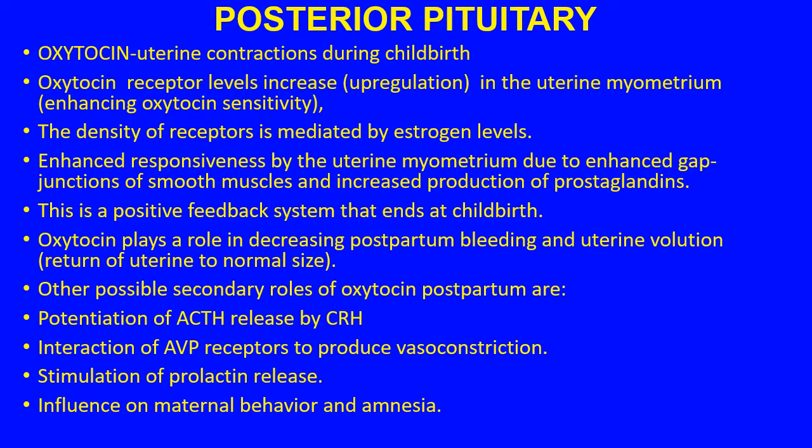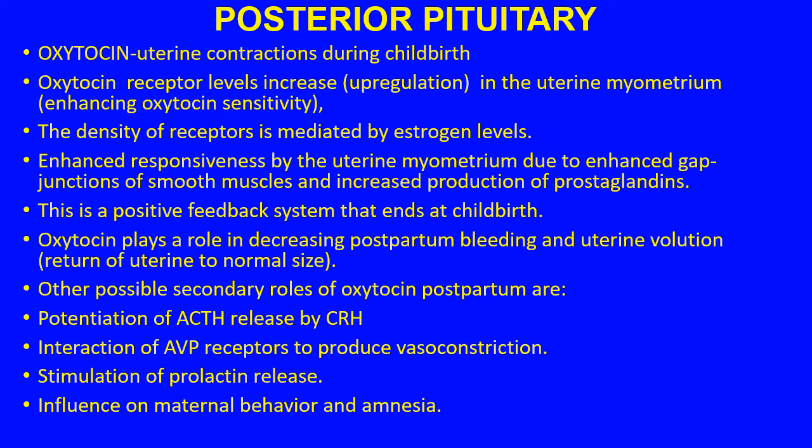Now, when we talk about oxytocin and the uterine contractions during childbirth, let's take a look at that for a few more minutes. Oxytocin receptor levels are going to increase. This is an upregulation situation that occurs in the uterine myometrium. If you're not familiar, again, just to remember that that's sort of the smooth muscle layer that exists between the inner and outer layers of the uterus.